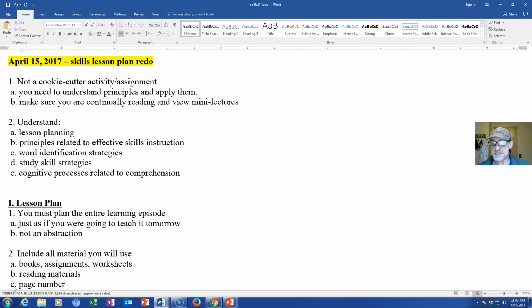Lesson plan redo for literacy methods class. This is not a cookie cutter assignment or activity. You can't just say, well, here are the steps and plug it into a template. You'll have to understand the principles and apply them. So make sure you are continually reading and viewing, reviewing, rereading the assigned reading and the mini lectures.